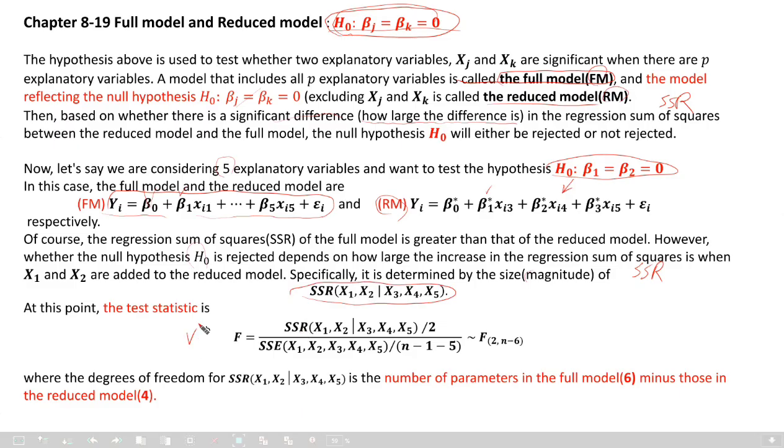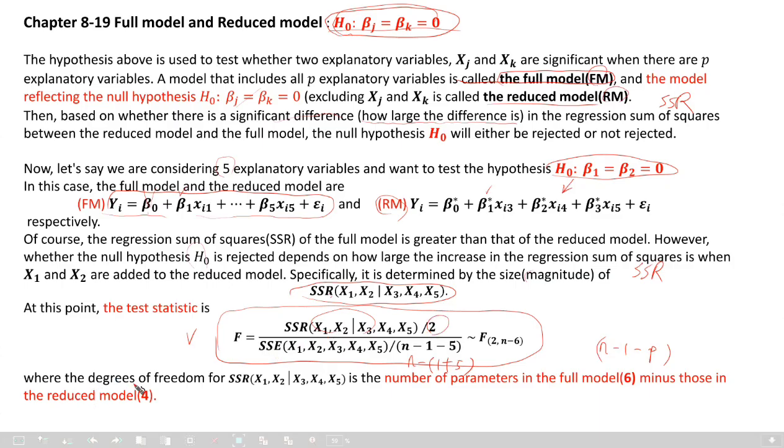It is not easy, but it is important. You have to use the F statistic like this. The numerator is SSR of x1, x2 given x3, x4, x5, divided by its degrees of freedom. And the denominator is usually SSE of the full model with x1 through x5, divided by its degrees of freedom. What is that degrees of freedom? It is n minus (1 plus p), where p is the number of explanatory variables and 1 is for the intercept beta 0. So usually n minus 1 minus p is the degrees of freedom of SSE.